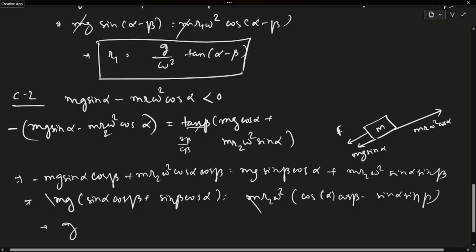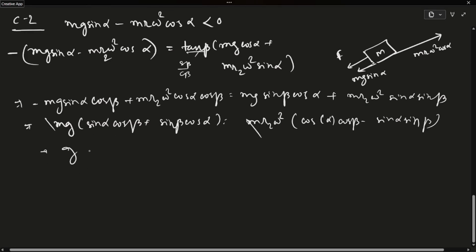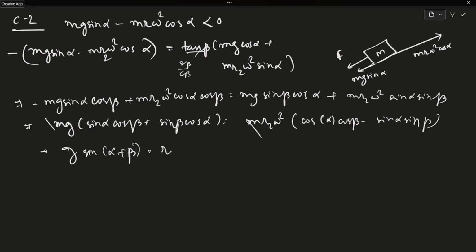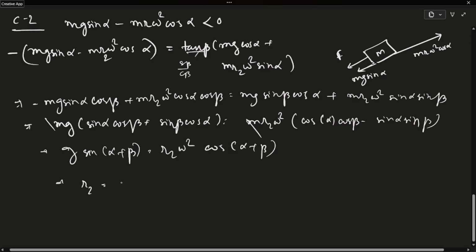g (sin alpha cos beta plus sin beta cos alpha) is basically g sin of alpha plus beta. r2 omega square (cos alpha cos beta minus sin alpha sin beta) is r2 omega square cos of alpha plus beta. So R2 is basically g by omega square times tan of alpha plus beta.